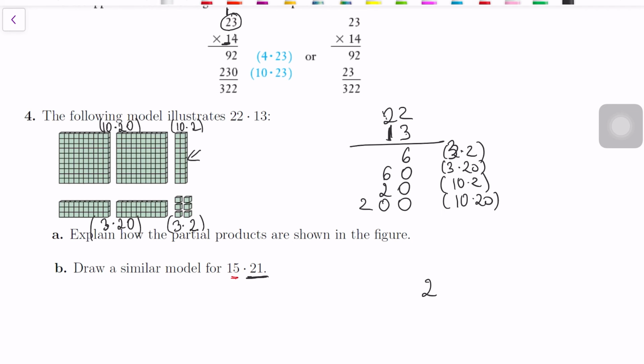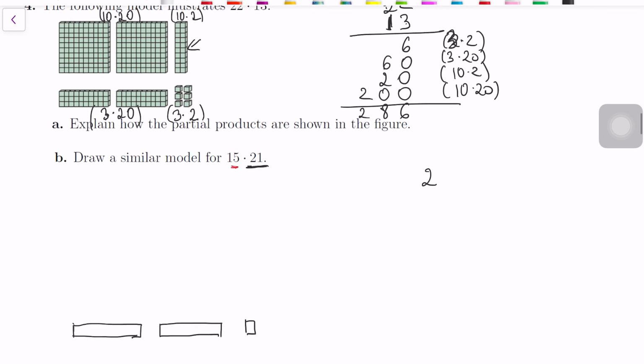Three times 2. And then you can count this all together. That's 286. That was the previous one. I forgot to write this. So let's do the same for 21, and I'm doing 21 times 15 instead of 15 times 21. It's the same, but we can do the other way around as well to practice it.